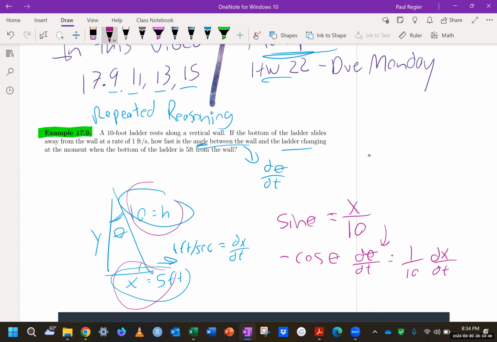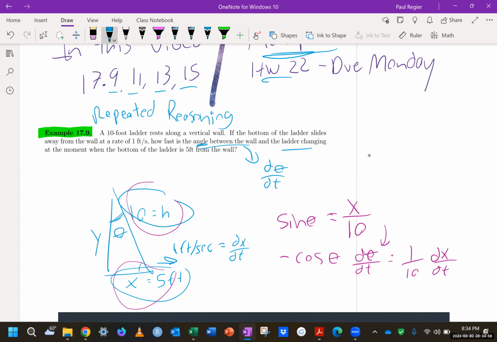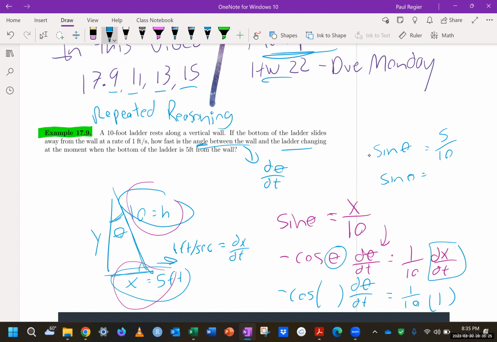This is what I know now. Given is, I know dx dt is 1. d theta dt, that's what I want to find. And what's my angle theta? Well, at this point where x is 5 and h is 10, sine of theta is 5 over 10. When is sine of theta equal to 1/2? If you know your trig angles, that's pi over 6.